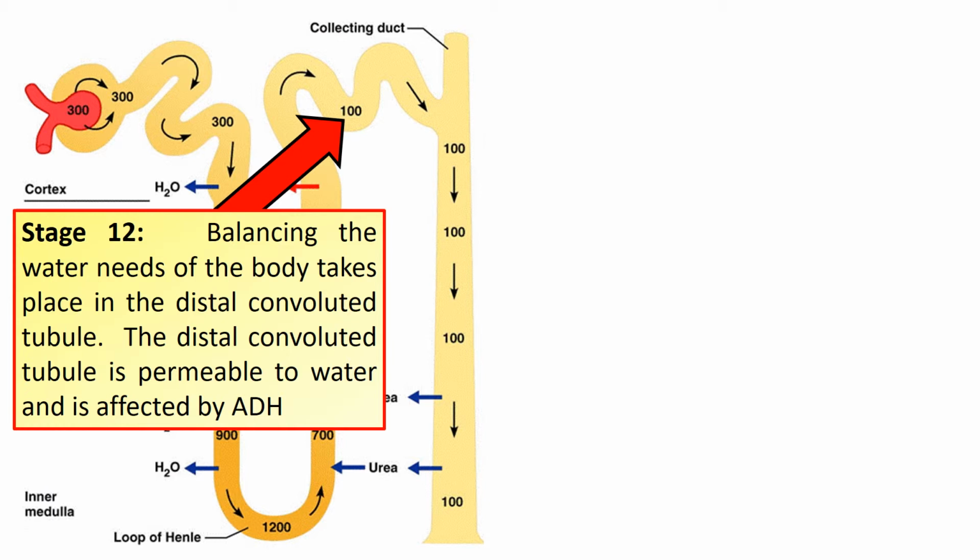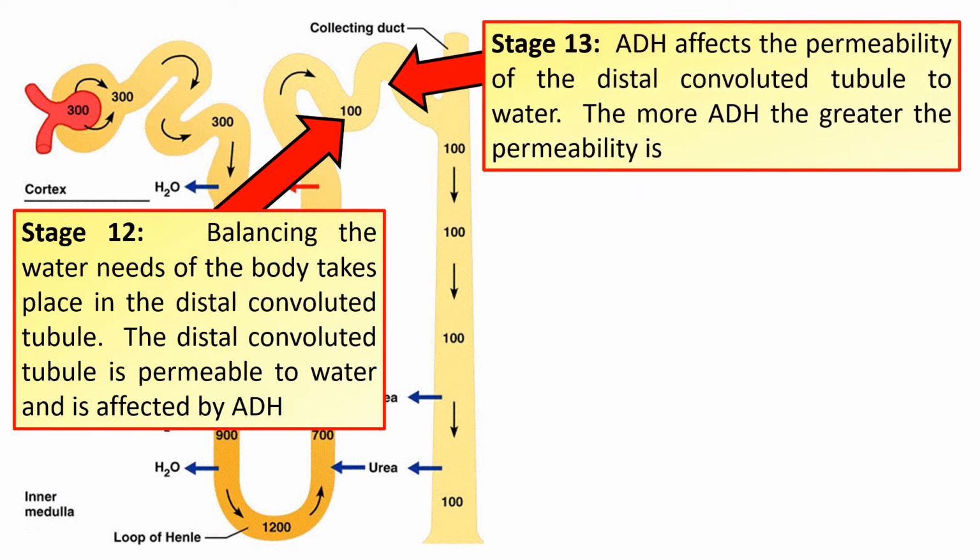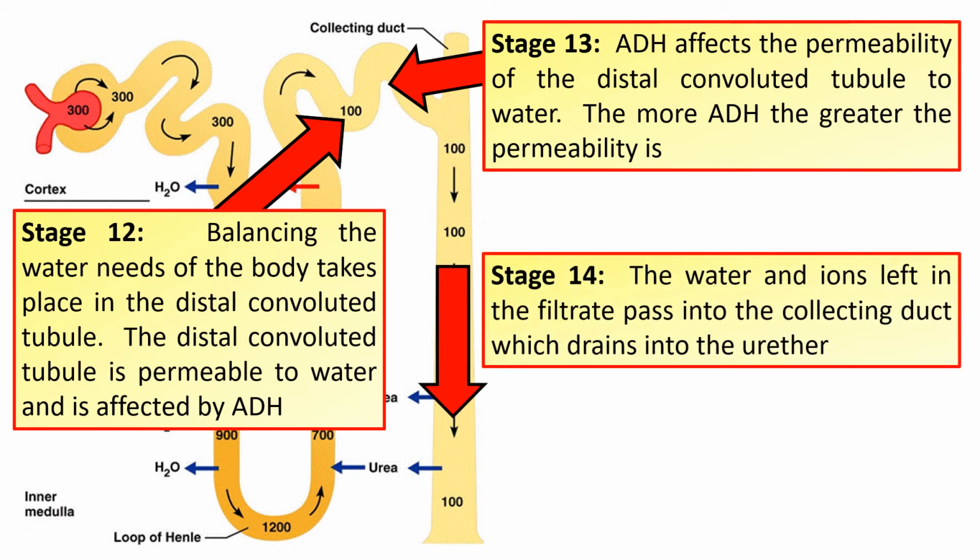Balancing the water needs of the body takes place in the distal convoluted tubule. The distal convoluted tubule is permeable to water and is affected by ADH, or antidiuretic hormone. ADH affects the permeability of the distal convoluted tubule to water. The more ADH, the greater its permeability. The water and ions left in the filtrate pass down into the collecting duct and drain to the bladder through the urethra.